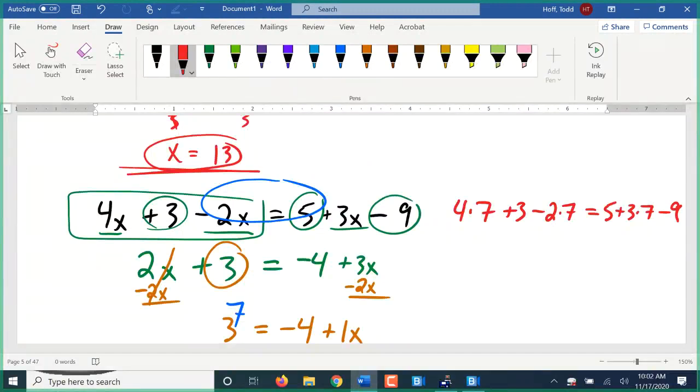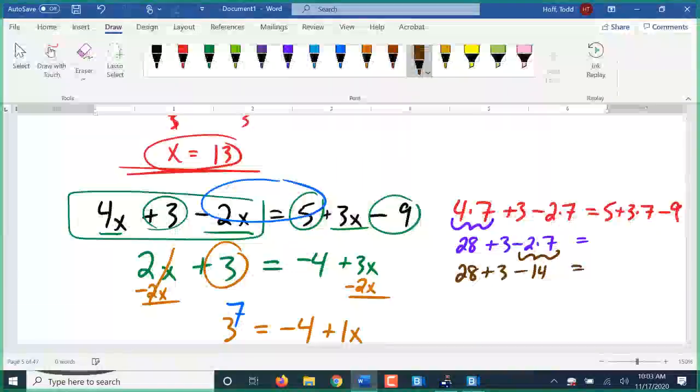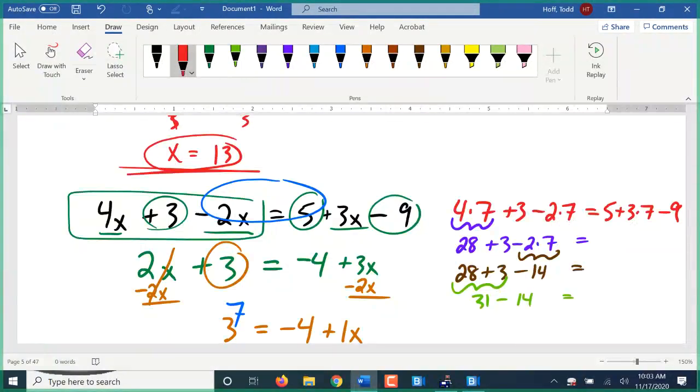So we'll do our order of operations on the left side first. There's a couple multiplications. We're going to go left to right. 4 times 7 is 28. The 2 times 7 is 14. Now all that's left is addition and subtraction. We'll go left to right. 28 plus 3 is 31. And 31 minus 14 is 17. So on the left side, we get 17.